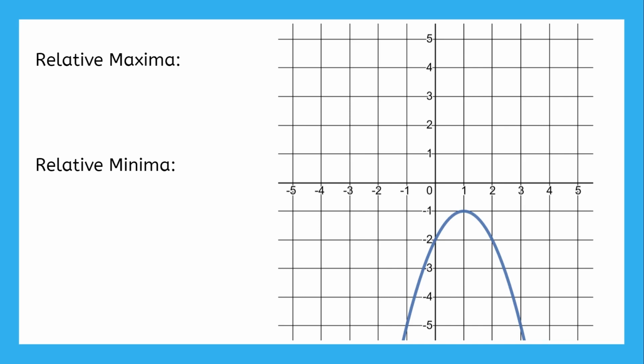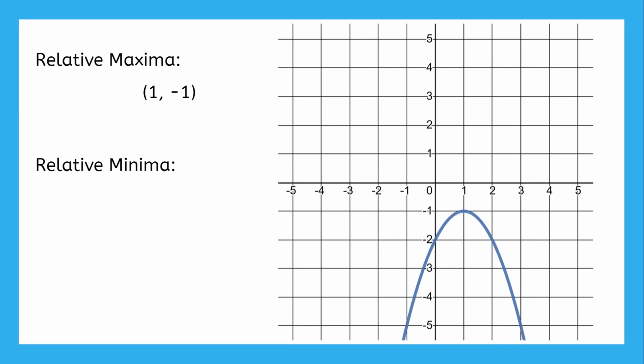To find relative maxima, we find points that are higher than other points near them. On this graph, there is one maximum, here at 1, -1. On either side of that point, the graph goes down, so 1, -1 is the highest point.